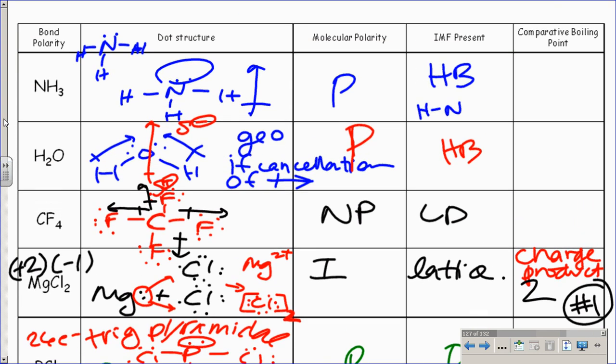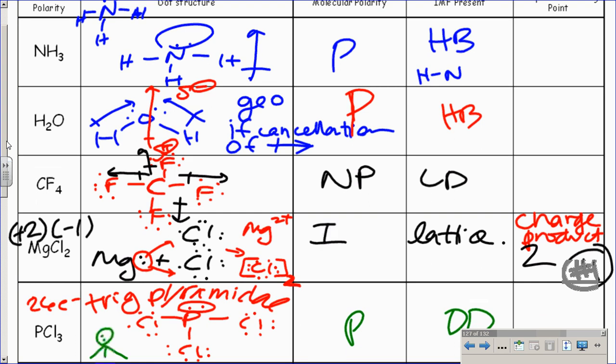Okay, hydrogen bond. So we have these 2. How do you know which one has a stronger hydrogen bond force? Okay, so difference in electronegativity and what else?